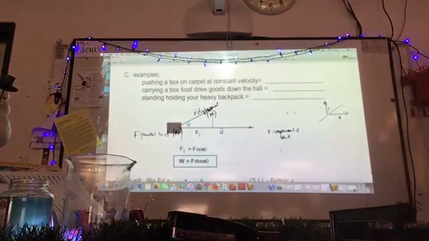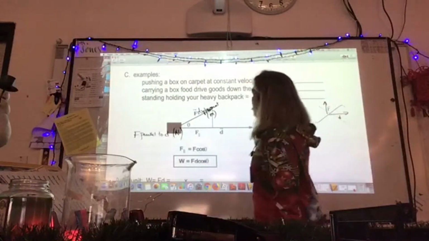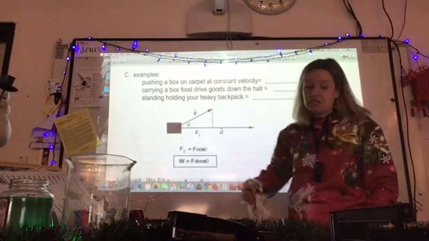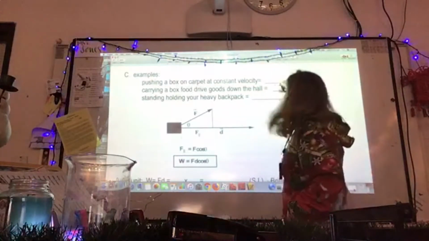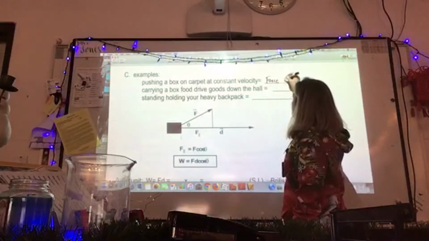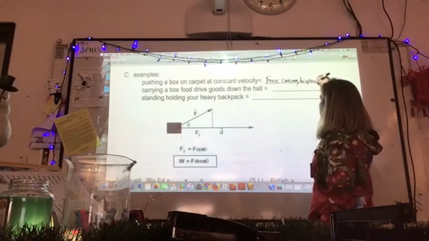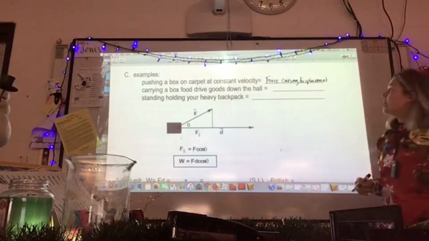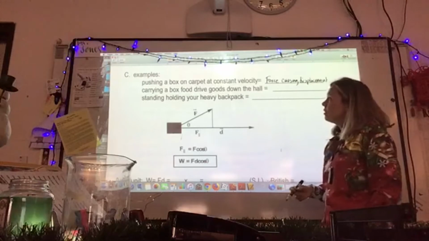So if you are pushing a box on a carpet at constant velocity, right, what do we think? Then we do have a force that's causing the displacement. Because if you stop pushing, it'll stop moving, right? Okay.